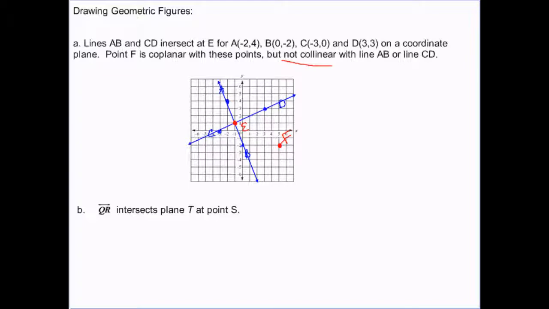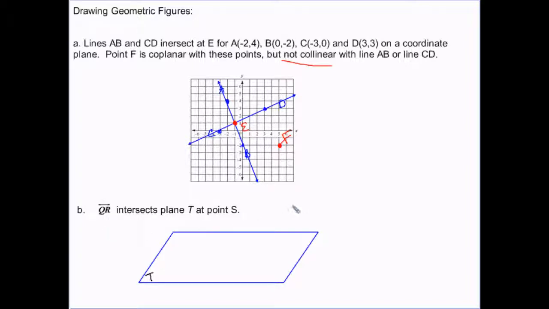I have this great cheating tool. It's called shape recognition. Here's my plane. See, it's all pretty now. Okay, my plane is called plane T. So I put a T. Oh wait, I'm still on shape recognition. That's why. I put a T in the corner. Okay. QR intersects plane T at point S.